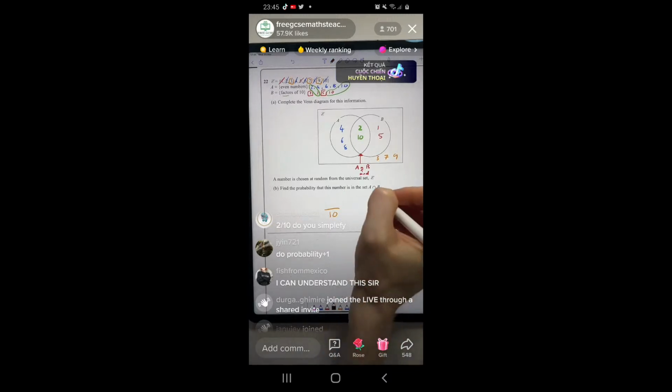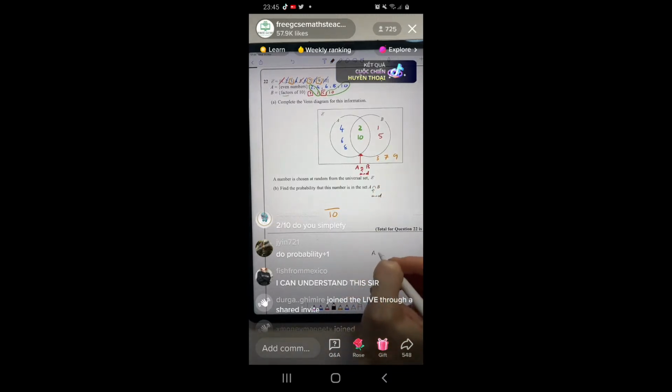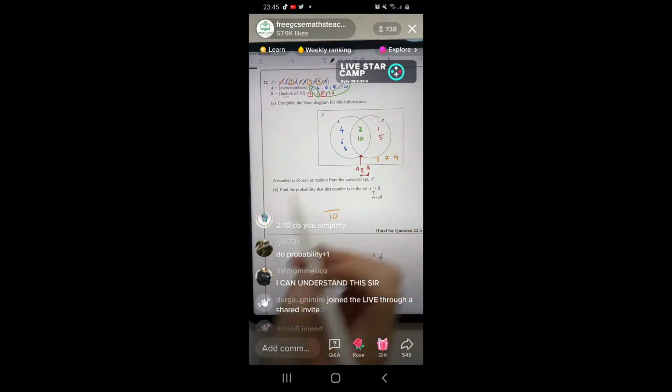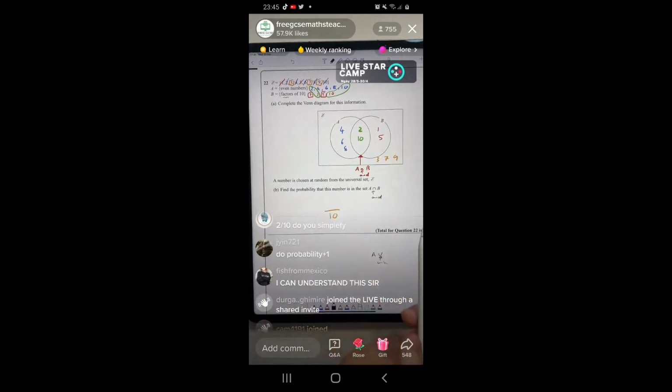So remember, you must know the notation. If it looks like an N, that means and. If it looks like a U, that means union. I'll explain the difference in a second. So if it says A and B, that's this intersection. It must be in A and in B, in set A and in set B.